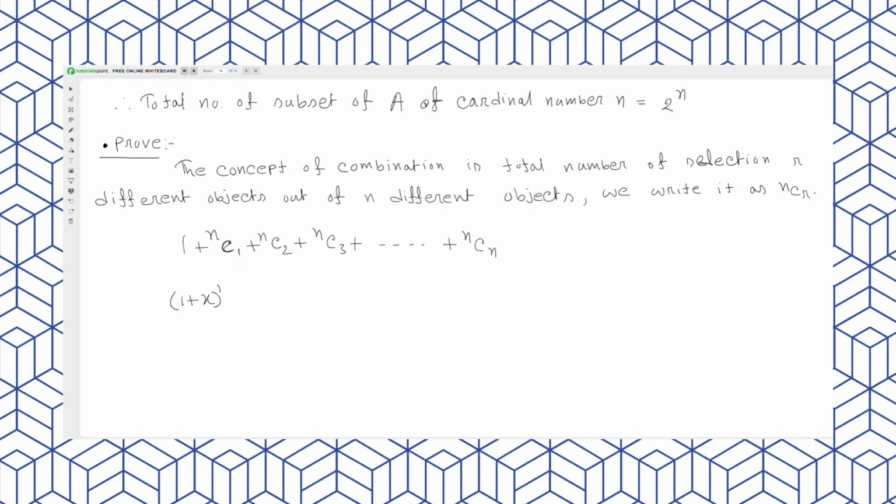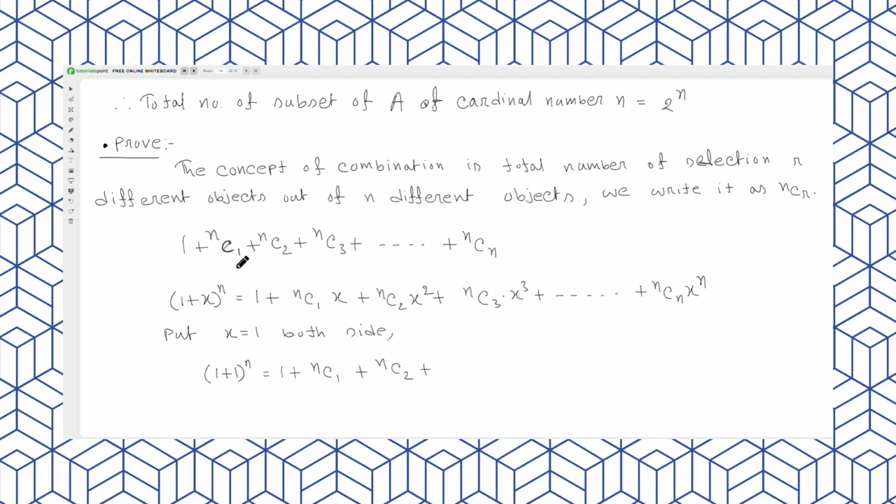Write down the expansion: 1 plus x whole to the power n equals 1 plus nC1 into x plus nC2 into x square plus nC3 into x cube and up to nCn into x to the power n. When we put x equals 1 on both sides, we will get 1 plus 1, that is 2 to the power n, equals 1 plus nC1 plus nC2 plus nC3 and so on up to nCn, and this is the total number of subsets of A. This is 2 to the power n.